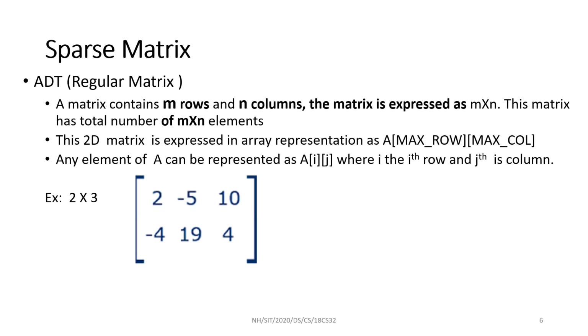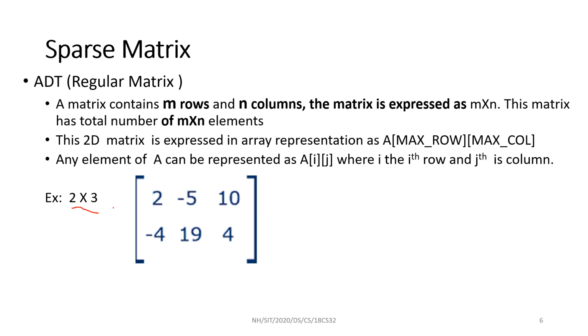We'll see some more ideas like polynomial multiplication in the second module and the third module. Okay, this is just an introduction on polynomial. Next is sparse matrix. We know what a regular matrix is. A regular matrix is an arrangement of all the values row wise or column wise.